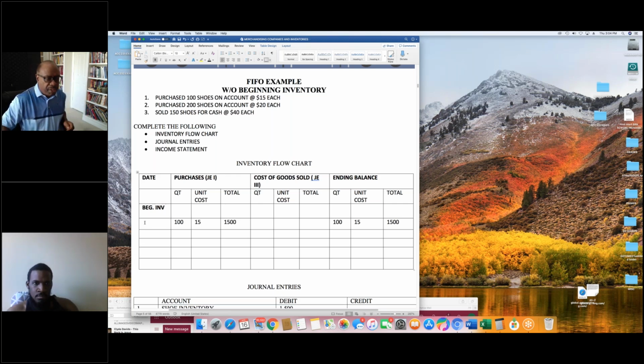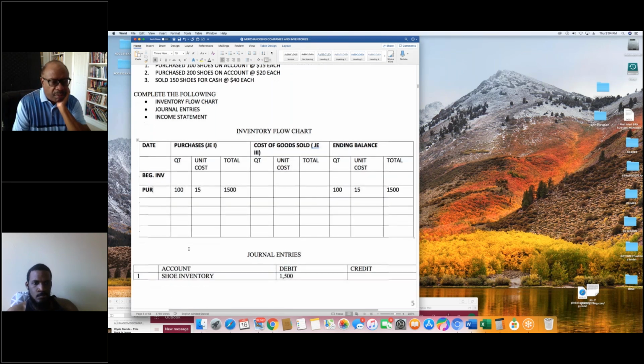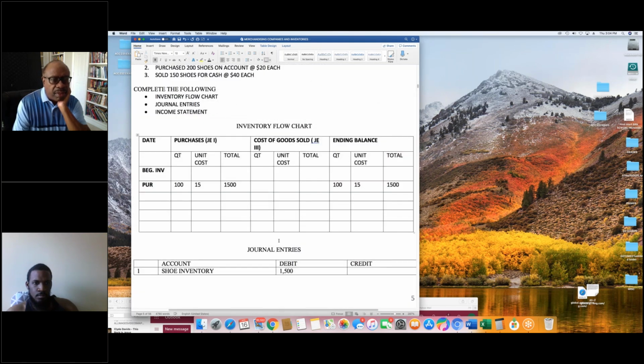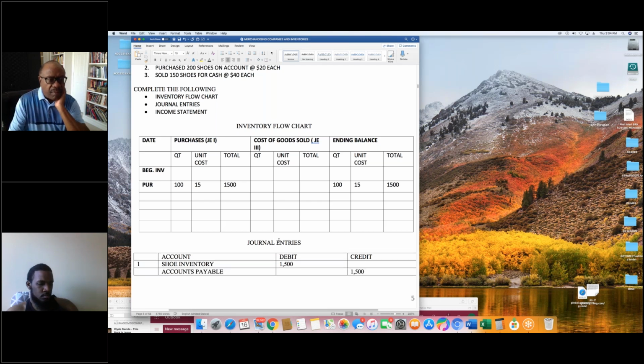So this is the purchase. Quantity is 100. And we're gonna make the same entry, where we're gonna debit shoe inventory and credit accounts payable. Got it? Same entry.